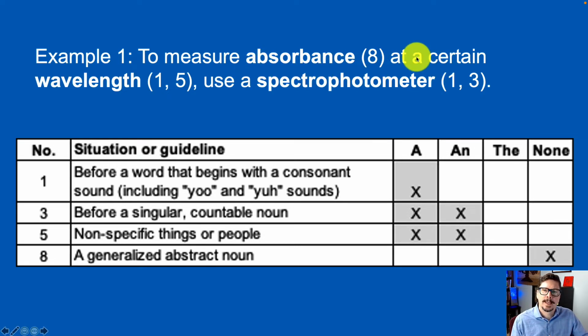So here's the article, a. At a certain wavelength, that's a consonant sound, so it needs an a. That's rule number 1. And rule number 5 is non-specific things or people. It takes a or an. So we're saying at a certain wavelength, meaning we're not specifying a wavelength. For the last one, it says use a spectrophotometer. So this is using an article a. Again, rule 1 because it's a consonant, and rule 3 because a spectrophotometer is a singular countable noun. I can count how many spectrophotometers are in a laboratory.